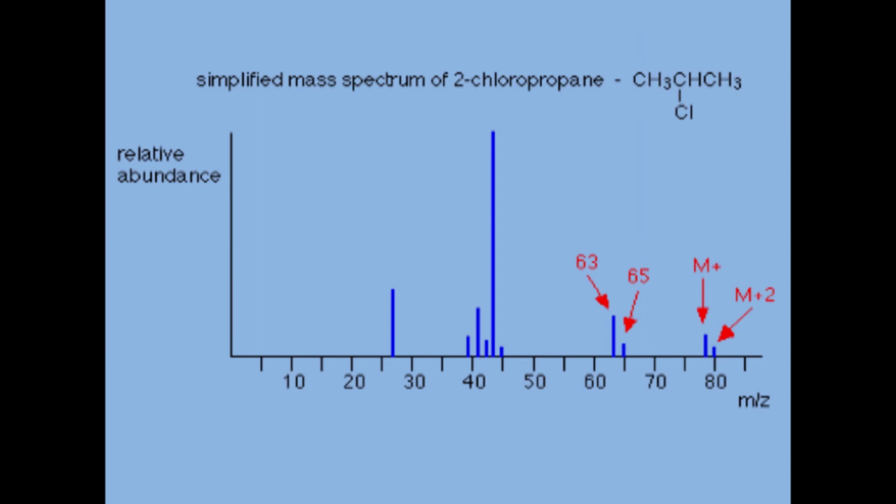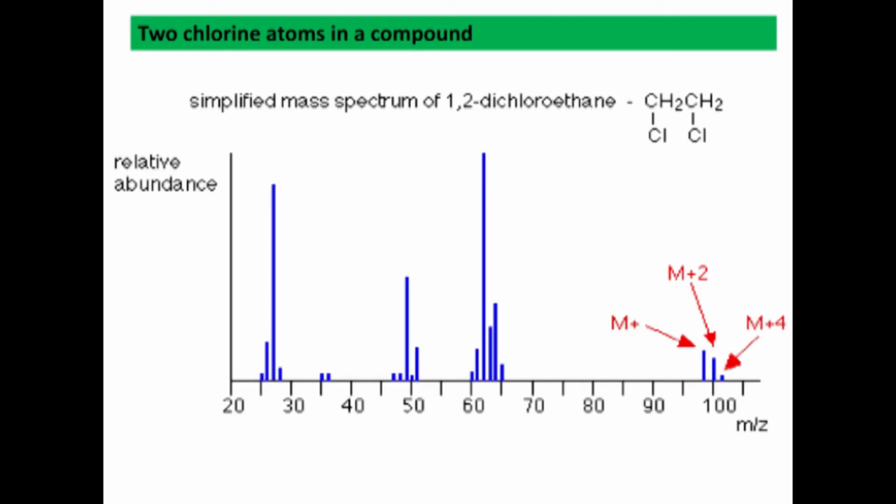So here the M plus is 78 taking chlorine 35. And when we're taking 37 of chlorine isotope, we're getting M plus 2 at 80. From this ratio, M plus and M plus 2 is 3:1, so a chlorine atom is present. This is the formula for two chlorine atoms present in an organic compound.